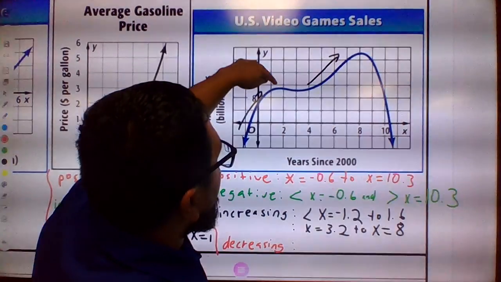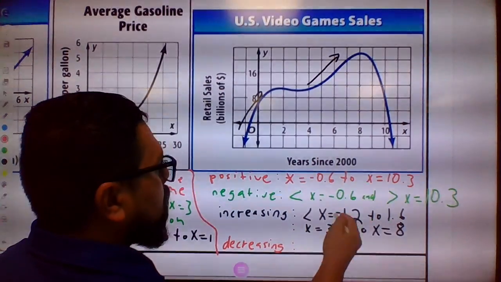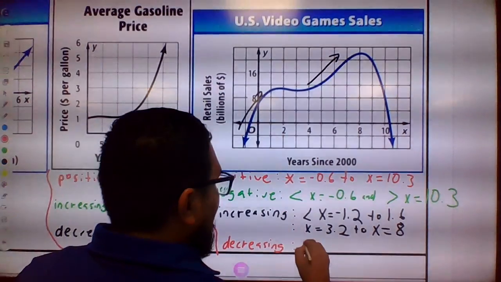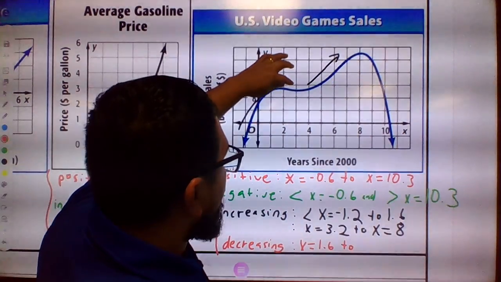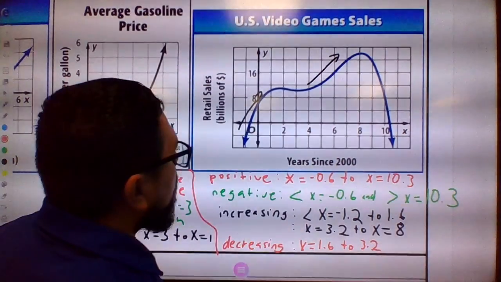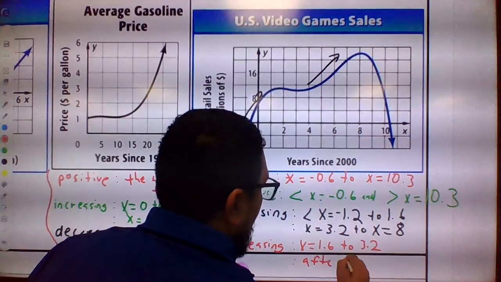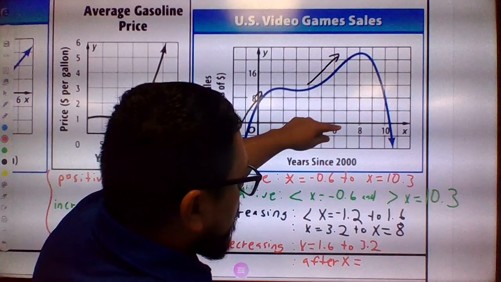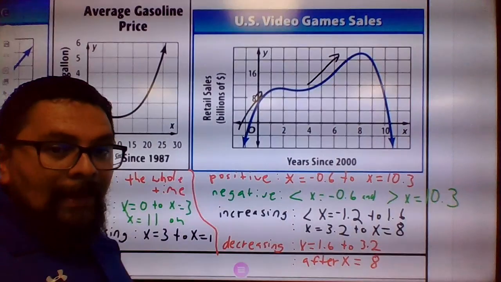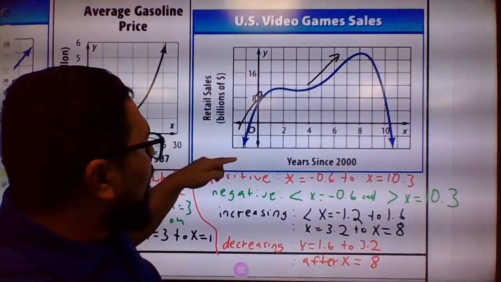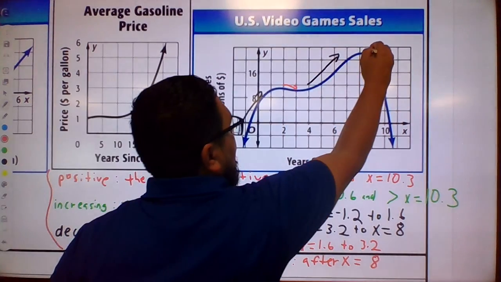Now decreasing, so it looks like it decreases here. Right here it dips down. So it's at x equals 1.6 to 3.2, and then after x equals 8, it's about 8. Okay, so it's positive at right here, it's negative here, it's increasing here, it's increasing here, and then it's decreasing here, and it's decreasing here.